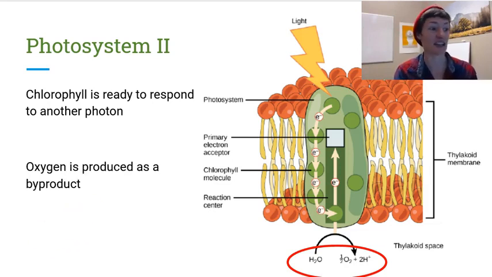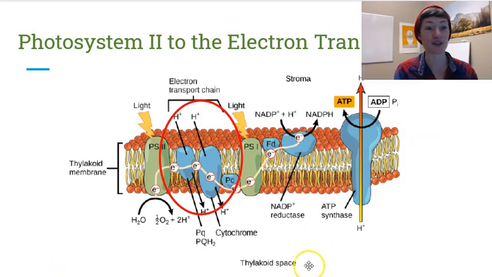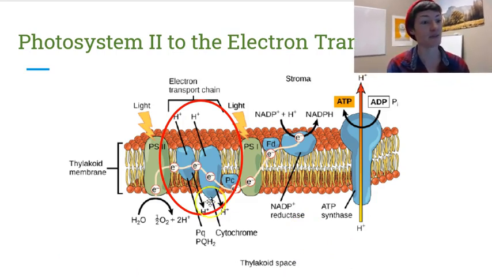So oxygen is just a waste product of photosynthesis, and we are building up those hydrogen ions in the thylakoid space. So now we get to look at the rest of our electron transport chain, which is what it says under here. We see our electron being passed across the membrane through these different protein complexes. Each has its own job. Two of these are proton pumps.